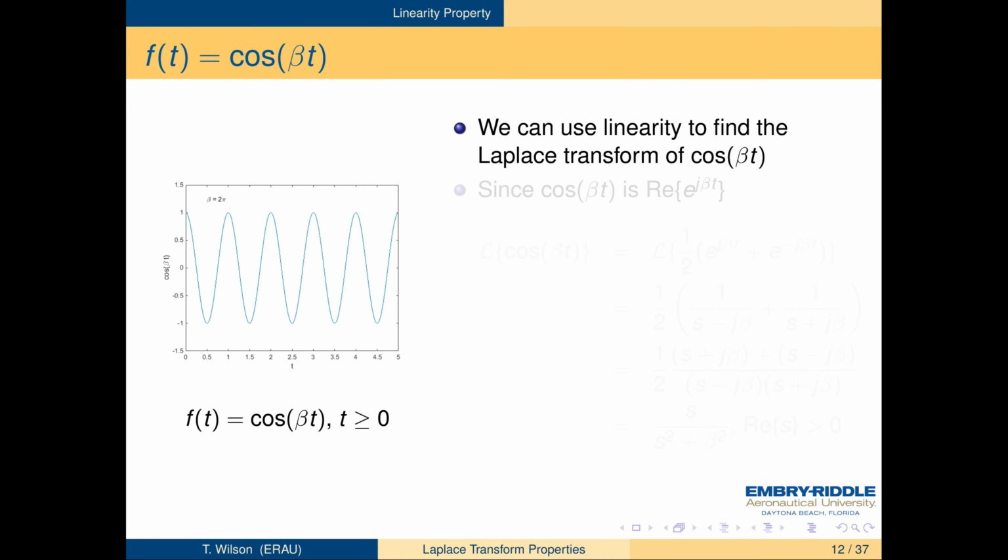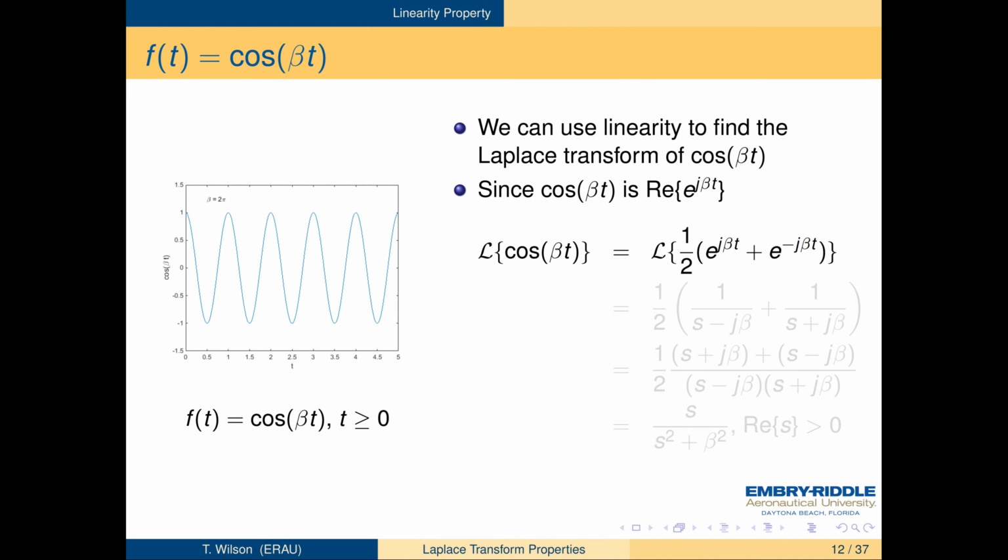We can use the linearity property to find the Laplace transform of f of t equals cos beta t for t greater than or equal to 0. Recognizing cos beta t is the real part of e to the j beta t, and using the fact that the real part of any complex value is 1/2 the sum of the value and its conjugate, we write that the Laplace transform of cos beta t is the Laplace transform of 1/2 the sum of e to the j beta t and e to the minus j beta t.